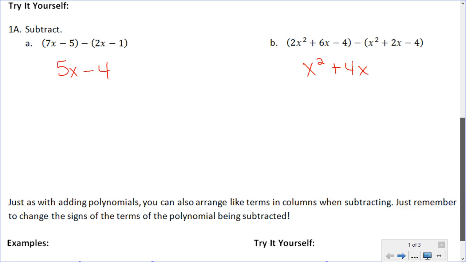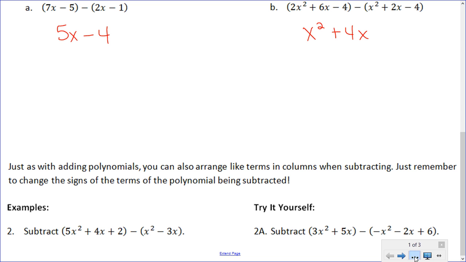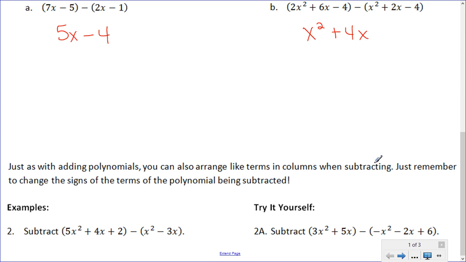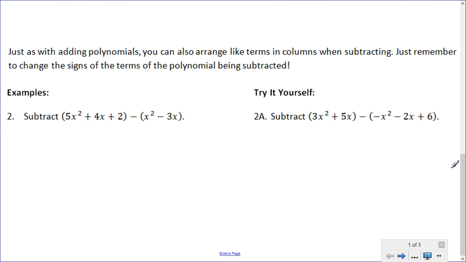Okay. Just as with adding polynomials, you can also arrange like terms in columns when subtracting. Just remember to change the signs of the terms of the polynomial being subtracted. So this is just a different way to set up these subtraction problems. So if I start with the original polynomial, 5x squared plus 4x plus 2. Now when I subtract each of these, I'm going to change the sign of each one.